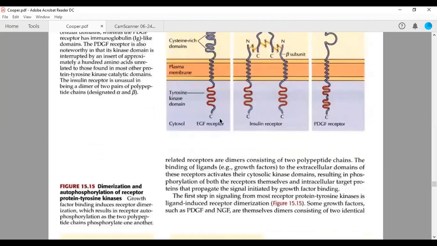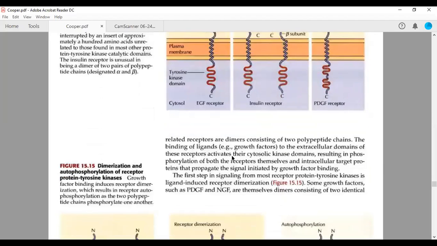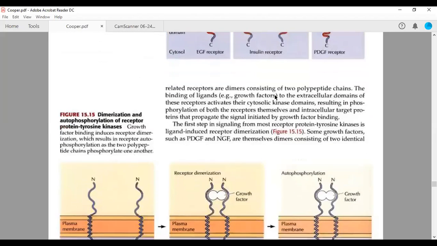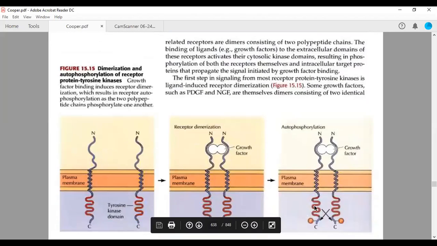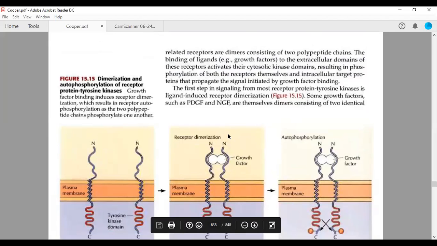Then they have a C-terminal cytosolic domain, which has some catalytic activity, resulting in phosphorylation of both the receptors themselves and the intracellular target proteins. Now, what is the benefit? Why do you need to phosphorylate these portions? Why do you need to phosphorylate the catalytic domains? By phosphorylating these catalytic domains, there is an increase in the catalytic function of these domains actually.